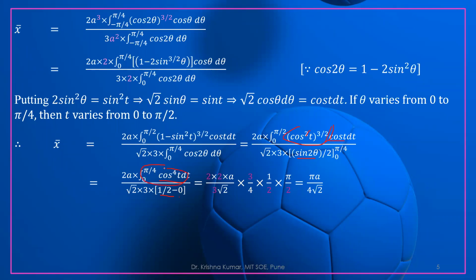Again, we apply the reduction formula. 4 minus 1 is 3 upon 4. 4 minus 3 is equal to 1 upon 4 minus 2 is equal to 2. And since it is even, so we have to multiply by pi by 2. Correct? So what is remaining over here? This 2, we are getting 2a. This 2a, 0, 2, 0, 2.